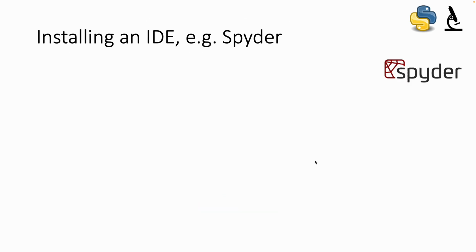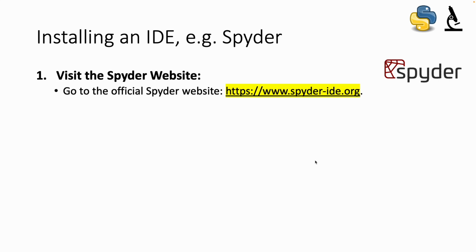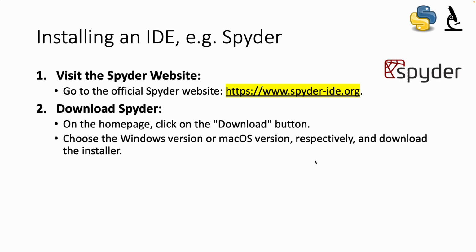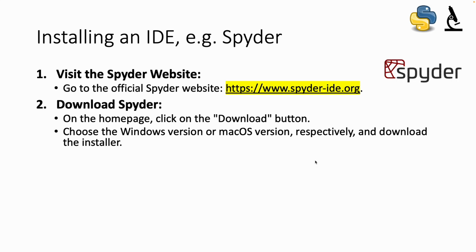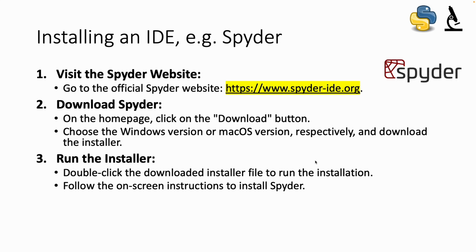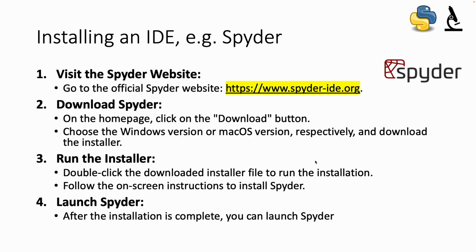I will show you how to install Spyder, a very popular IDE. So first of all, you have to go to the Spyder website, displayed here. Then download Spyder, either for Windows or for Mac, and download the installer. On the website, it looks like this. The download tab you can find over here. Then download the package and simply install Spyder. You have to then run the installer and simply follow the on-screen instructions, and finally launch Spyder. This process shouldn't be very complicated.